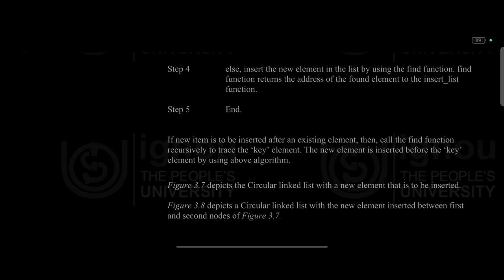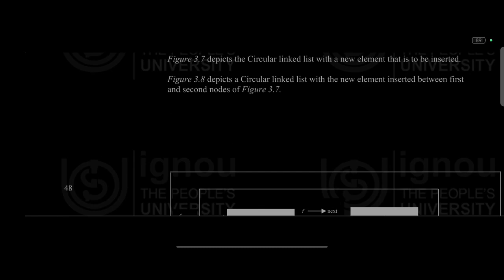Step 5: End. If a new item is to be inserted after an existing element, then call the find function recursively to trace the key element. The new element is inserted before the key element by using the above algorithm. Figure 3.7 depicts the circular linked list with a new element that is to be inserted. Figure 3.8 depicts a circular linked list with the new element inserted between the first and second nodes.